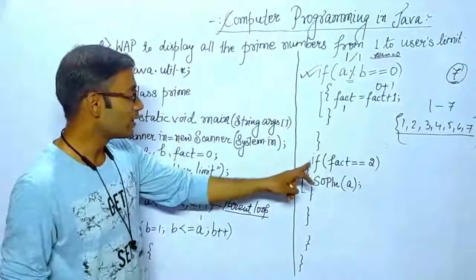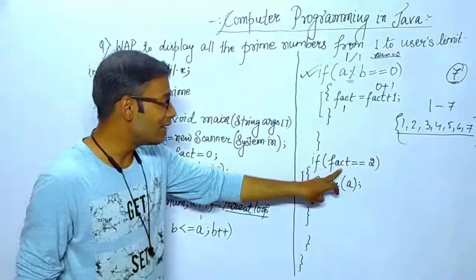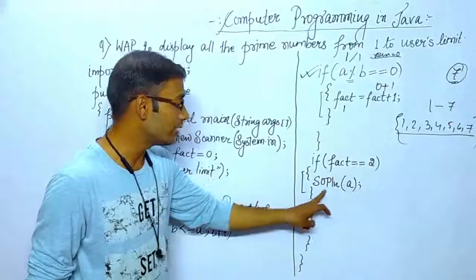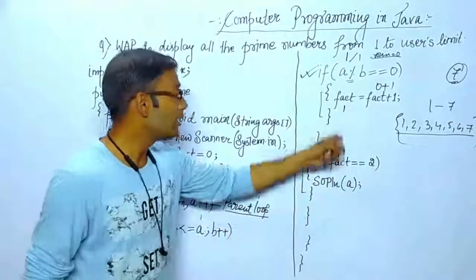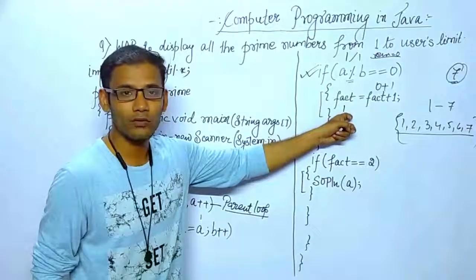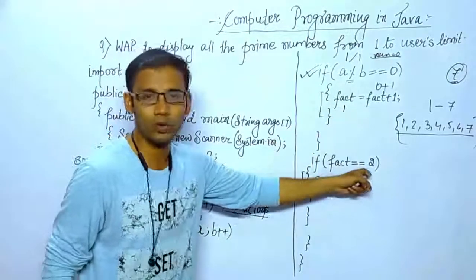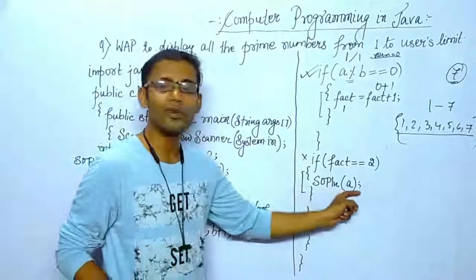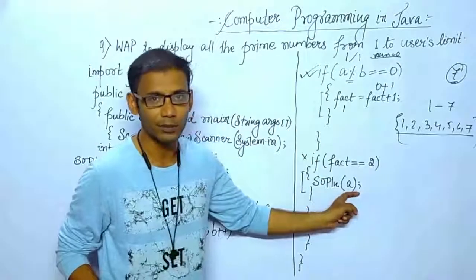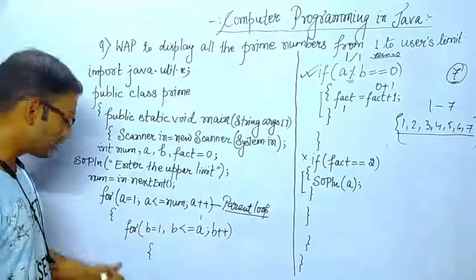Right? After that, again one condition: if the value of fact equal to 2, then SOP ln a. That means what was a? 1. Right? But the value of fact is 1. So it is not equal to 2. So this condition is not satisfied. Therefore 1 will not be accepted as a prime number. Right? Okay, let's proceed to some other number.